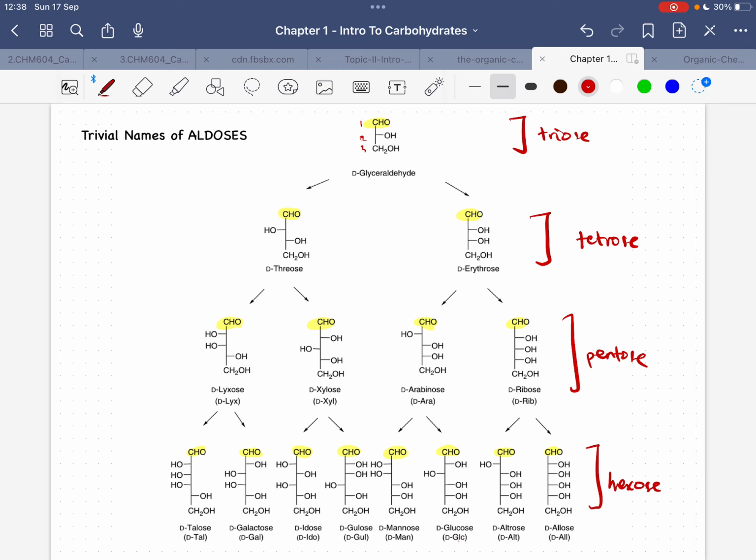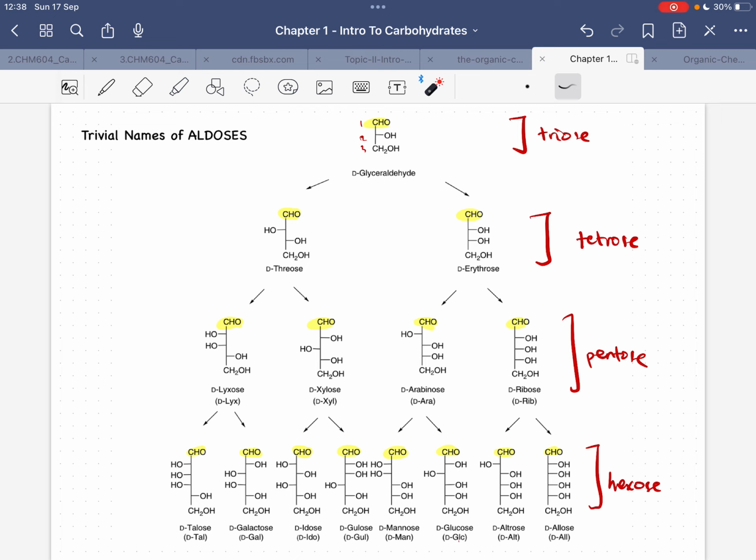So in here, there are various names. These are trivial names. We have no choice but to familiarize ourselves with the trivial names and also the structure, the positioning of the hydroxyl groups. For example, in threose, the hydroxyl groups are trans, whereas in erythrose the relationship is cis.